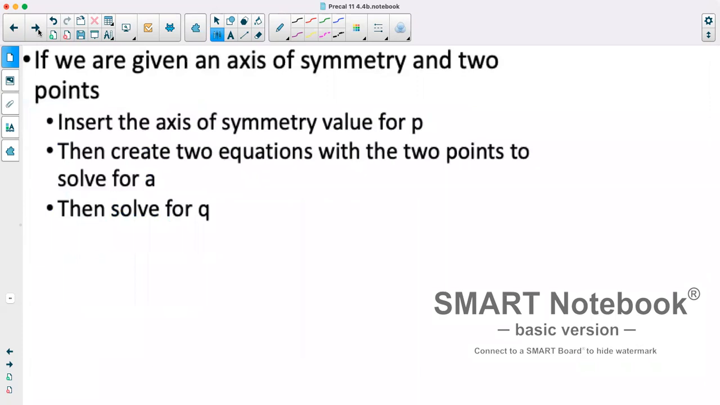Okay, so next, if we're given an axis of symmetry and 2 points, what we can do is, we know the axis of symmetry goes through our vertex, so we can insert our axis of symmetry value for p. Then we'll create 2 equations with the 2 points to then solve for a, and lastly, we'll solve for q.